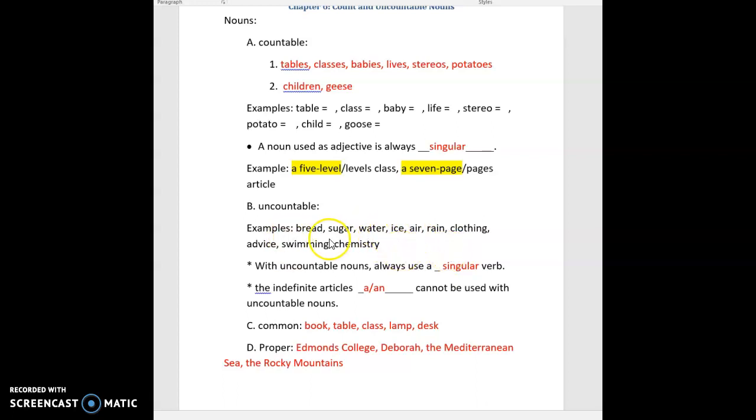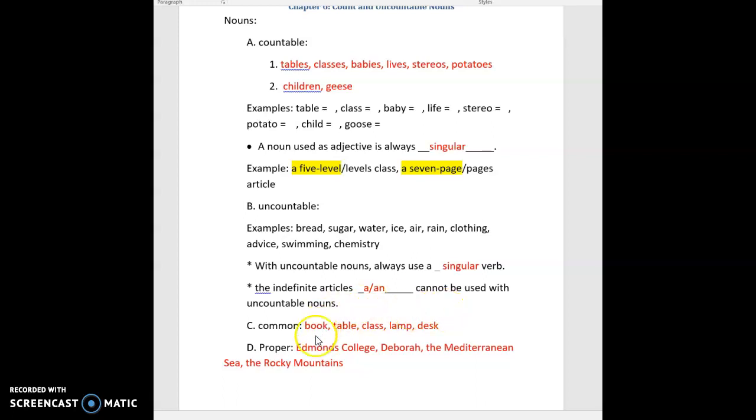Okay, so with uncountable nouns, you always use a singular verb. Water is wet. Bread tastes good. Sugar is sweet. All right, and so you also cannot use the indefinite articles a and an with uncountable nouns. You can never say an ice, an air, a rain, a clothing.